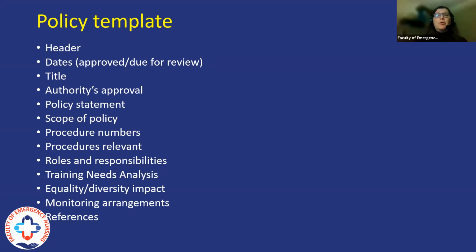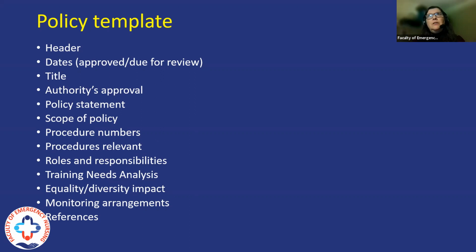Then a scope of the policy. So here's the limits of the policy. For the sake of argument, it won't be this: a policy only applies if you're in our premises. Then any lists of procedure numbers, and names of relevant procedures, some sort of statement of roles and responsibilities. So who's required to follow this policy and what are they required to do? What input are they required to make?